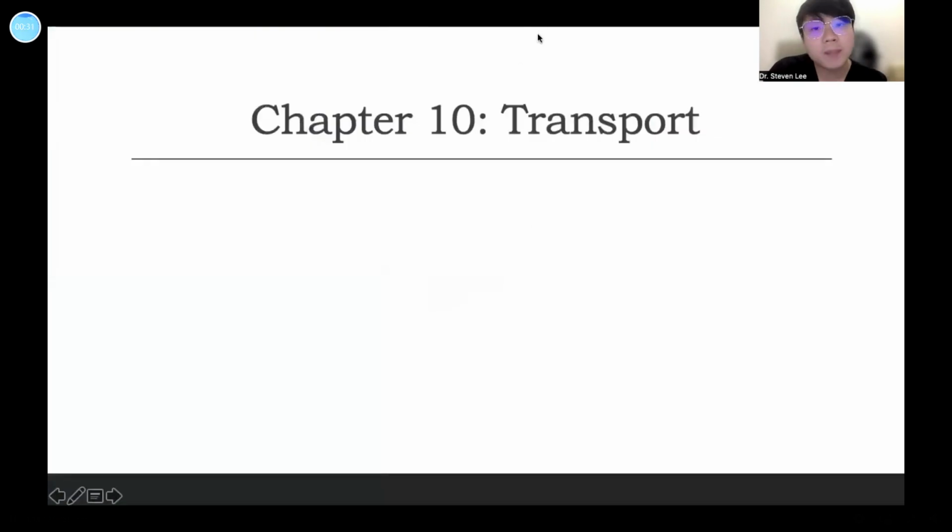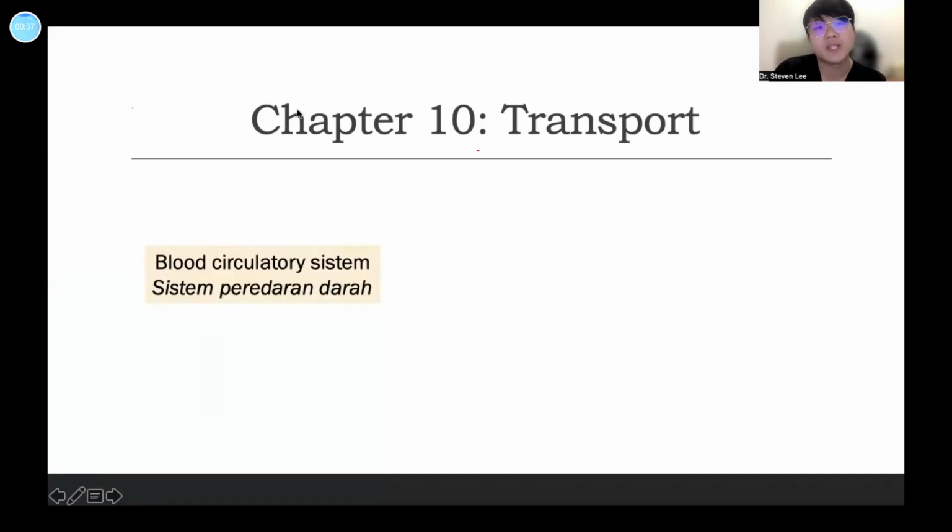So this chapter is about transports. In Bahasa Melayu, it is pengangkutan. Now we're dealing mainly with two systems over here. One is our blood circulatory system, peredaran darah. Another one is the lymphatic system, or the system limfa. For the blood circulatory system, you are required to know about the human blood circulatory system as well as the animal's blood circulatory system. Okay, so this is like a general overview of this chapter.